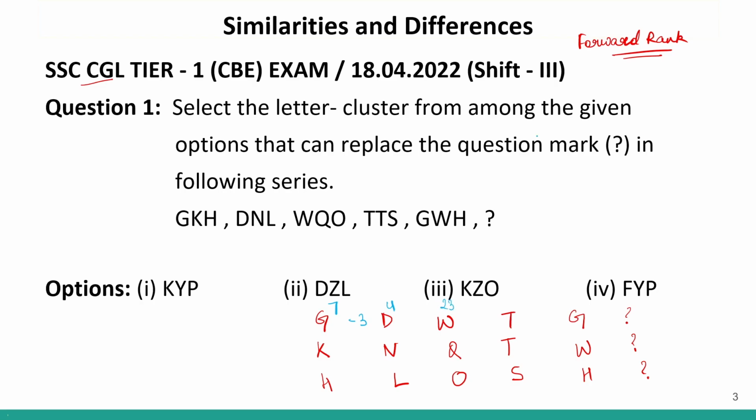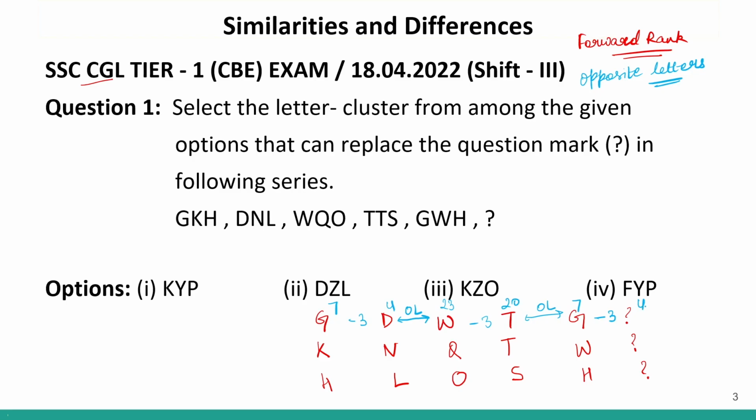But if you remember the concept of opposite letters, then you would know that D and W are opposite letters. So let us move forward. T is 20. So here also I can see -3. Now similarly, T and G are also opposite letters. So the series is -3, then opposite letters, -3, then opposite letters. So we'll go -3. If we go -3, G is at which position? It is at 7th position.